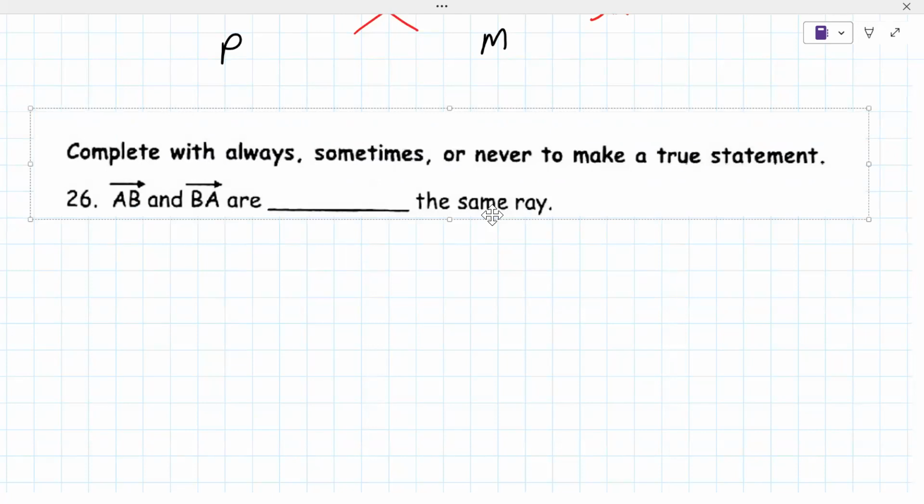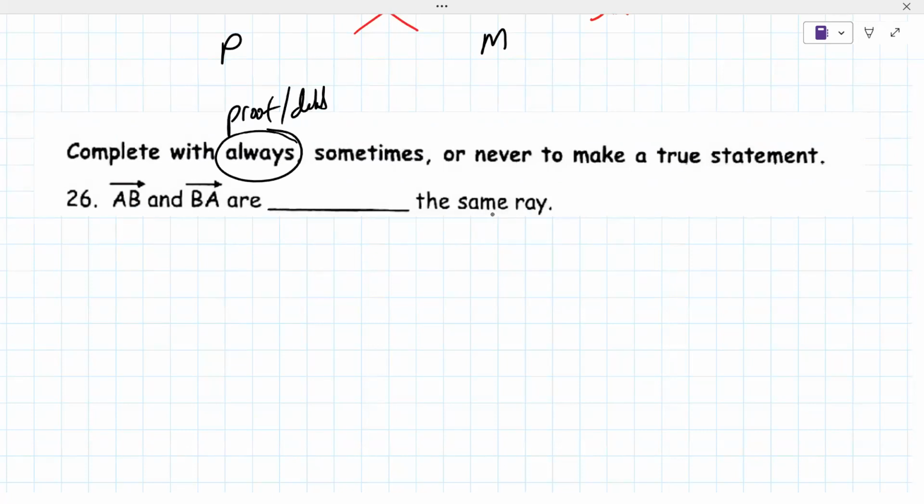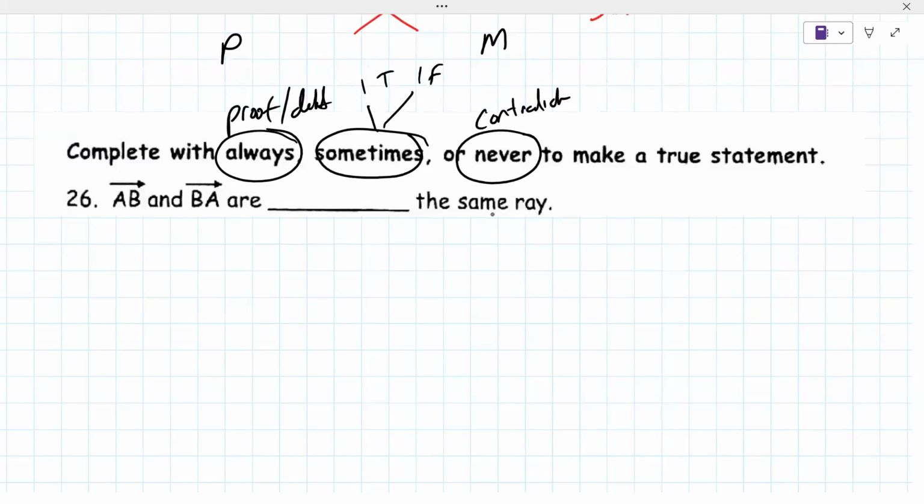So the big difference is that if it's always true, that's a proof or a definition. If it's never true, that means it's like a contradiction. Sometimes means you can find one case that's true and one case that's false. So the first one we actually just did.